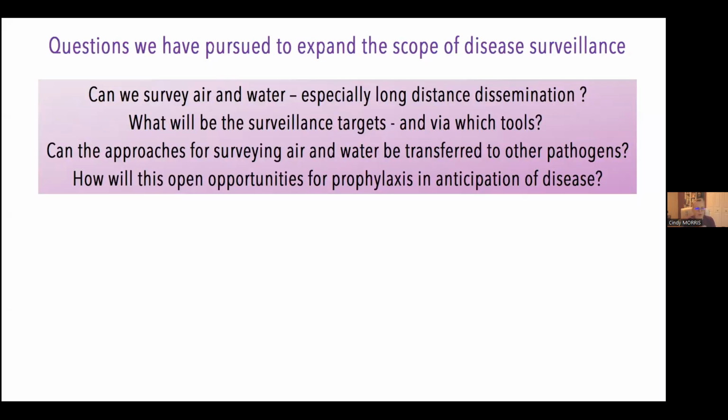So the questions that we have pursued to expand the scope of disease surveillance are the following. Can we survey air and water, especially for long distance dissemination, not just short distance dissemination? What will be the surveillance targets and what tools should we use? Can these approaches for surveying air and water be transferred to other pathogens? And how will this open opportunities for prophylaxis in anticipation of disease?